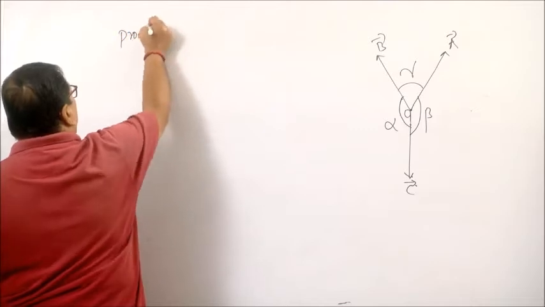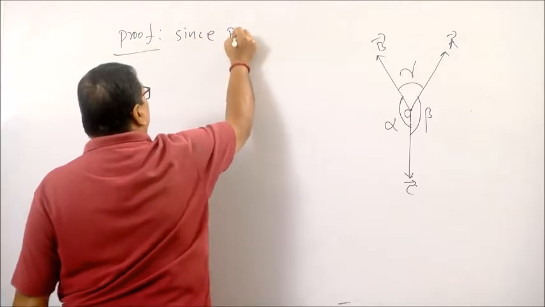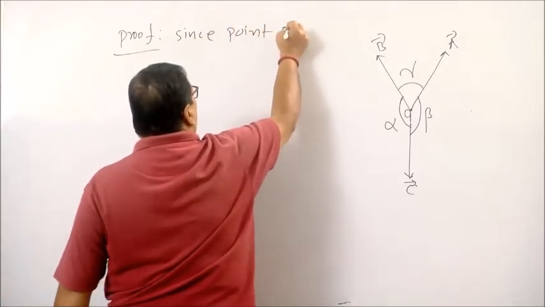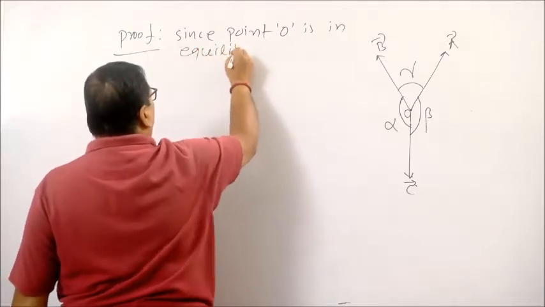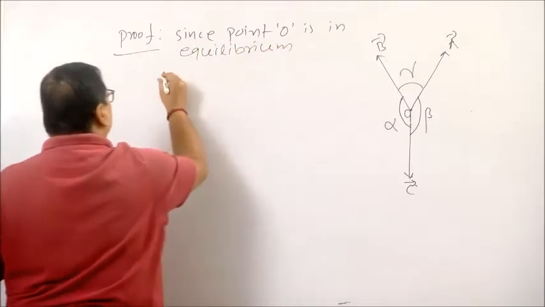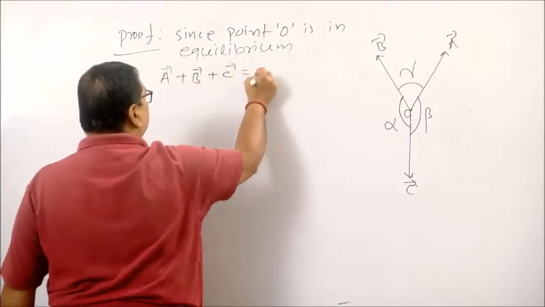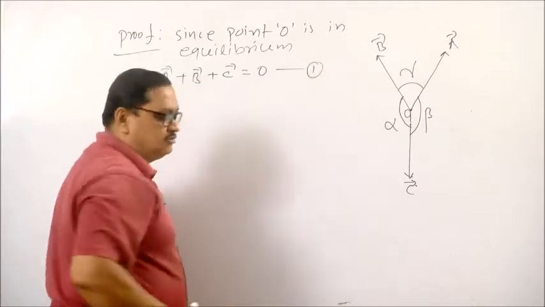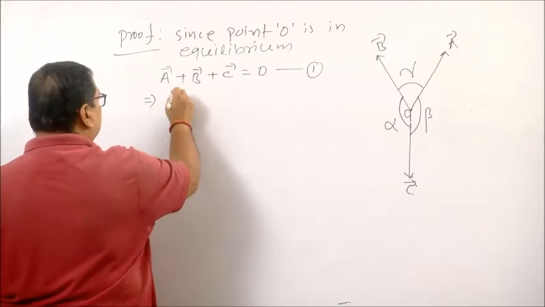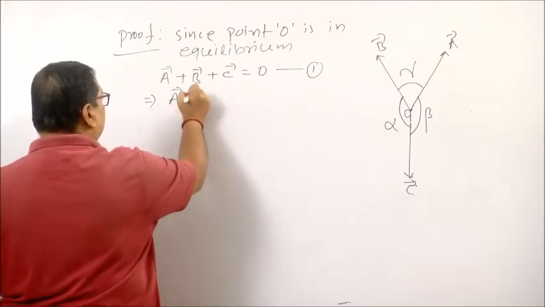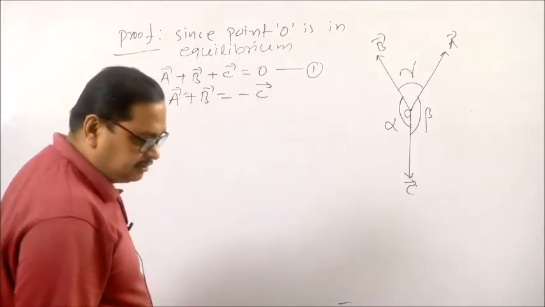Proof: since point O is in equilibrium, vector A plus vector B plus vector C equals 0. Resultant of three vectors is 0. Implied, A plus B vector equals minus C vector.